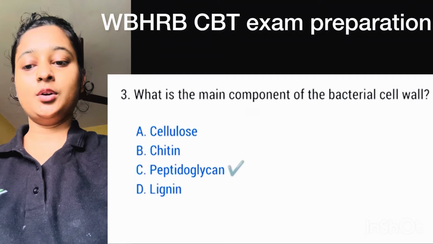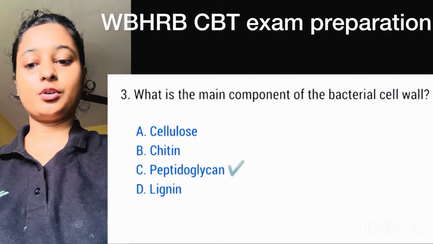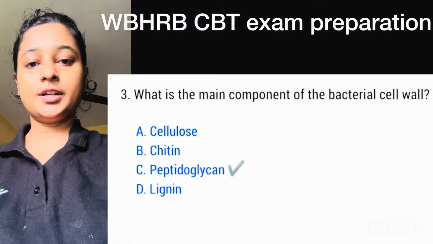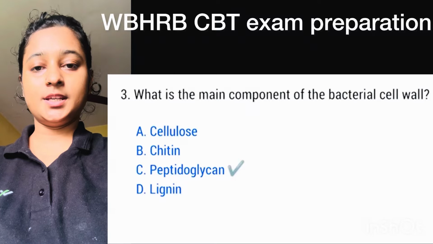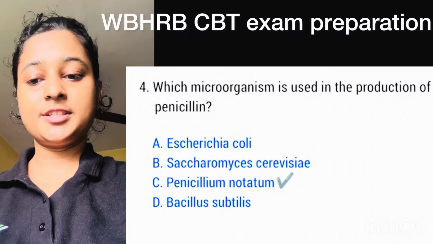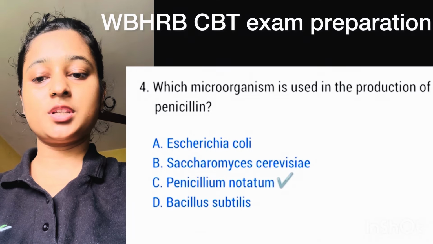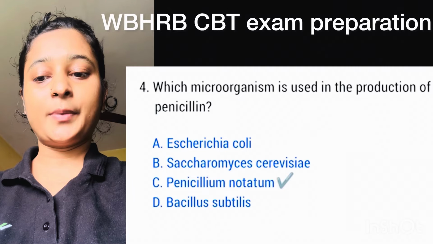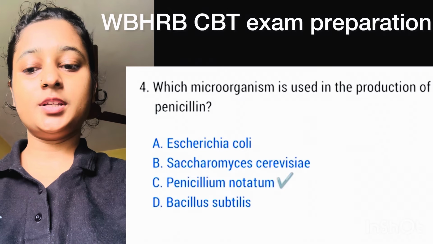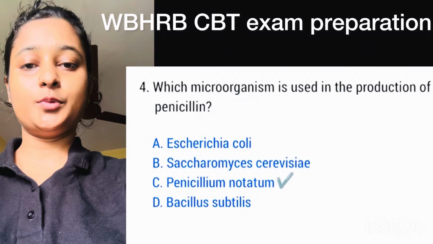Question number 3. What is the main component of the bacterial cell wall? Here correct option is option C, peptidoglycan. Question number 4. Which microorganism is used in the production of penicillin? Here correct option is option C, Penicillium notatum.